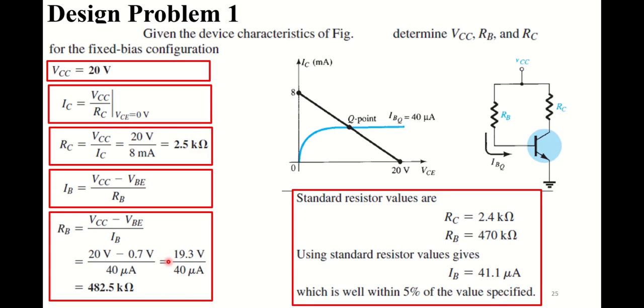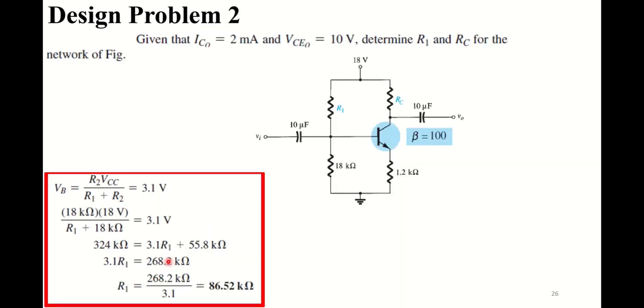Now let us solve another example related to the designing of a BJT circuit. In this example, instead of fixed bias configuration, we will deal with the voltage divider configuration. We are given the values of collector current IC and collector emitter voltage VCE. We need to find the values of R1 and RC for the voltage divider configuration shown in the diagram that can give the values of IC and VCE.